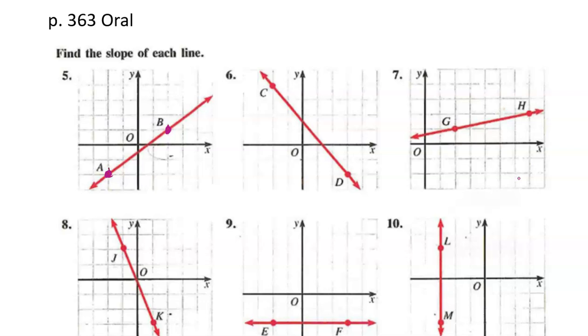Start at point A and count squares. 1, 2, 3. When you get to the correct height, now run until you get to point B. Count squares. 1, 2, 3, 4. For problem 5, the rise is 3 squares and the run is 4 squares. The slope is positive 3/4.